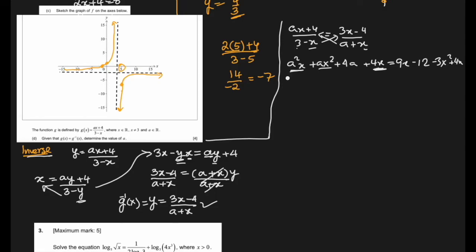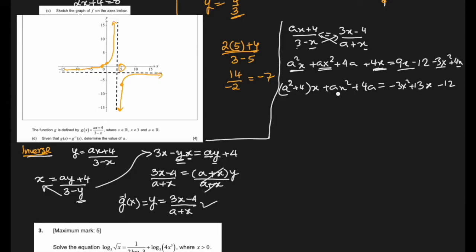Now we can simplify this. a squared x and 4x may be together. So a squared plus 4 x, they are together. ax squared, plus 4a is alone, equal to 9x plus 4x is 13x. Let's write it here. And minus 3x squared I will write first because it's higher degree, minus 12.